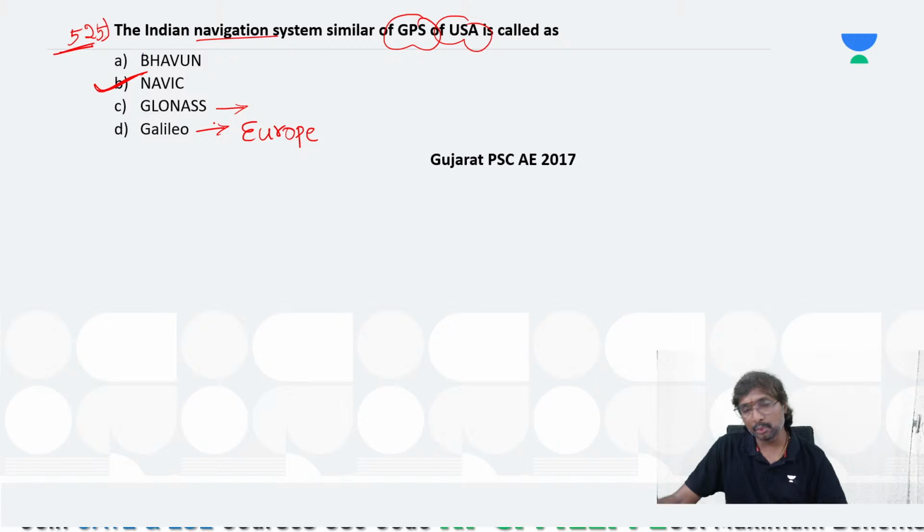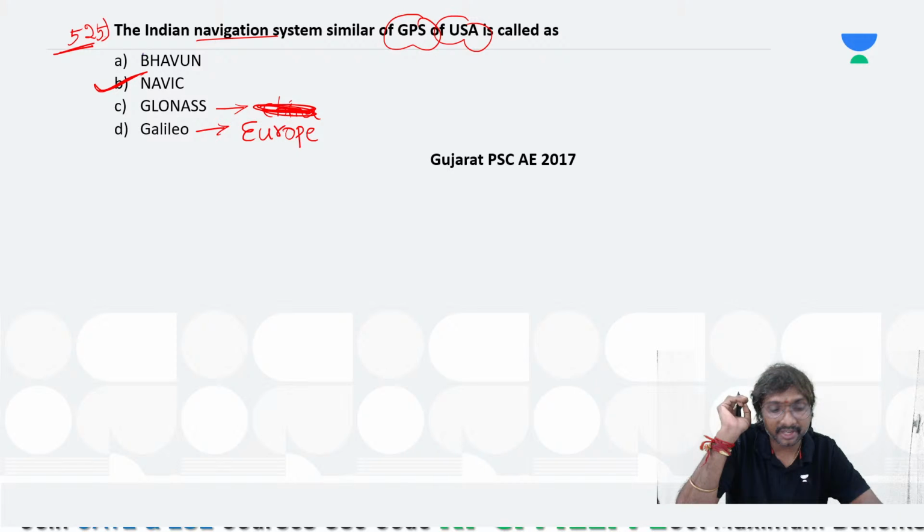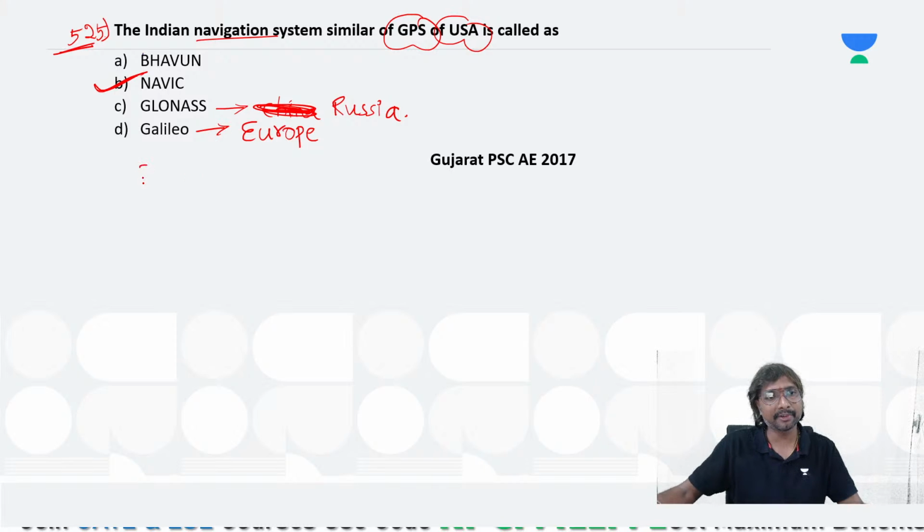GLONASS is not for India. GLONASS is for which country? Is it China or Russia? It is the Russian GPS system, right? Anyone tell me. GLONASS is Russia, if you just observe, okay? QZSS is for what?